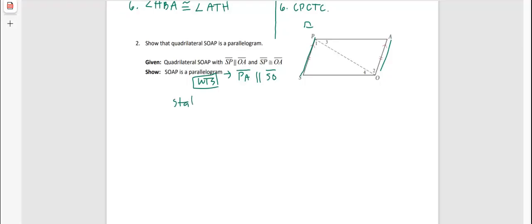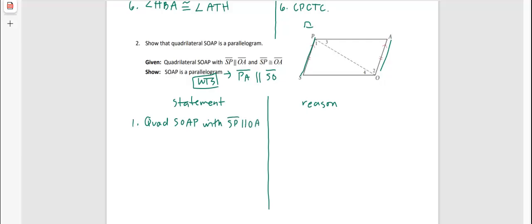Statement, reason. So this is when I'm going to put this in two different lines. We're just going to say quadrilateral SOAP with SP parallel to OA, given, and then I'm going to say SP is congruent to OA, given.